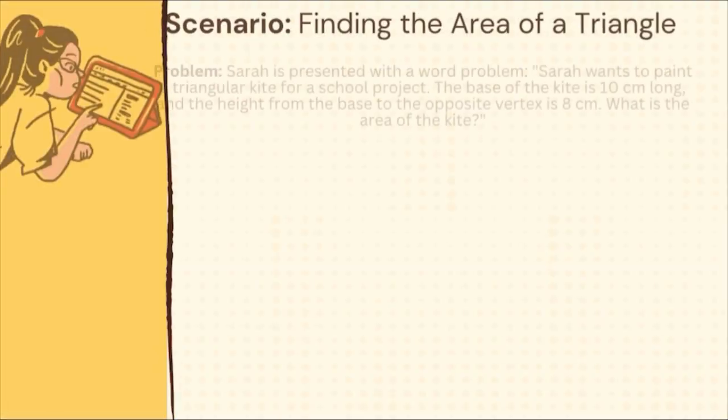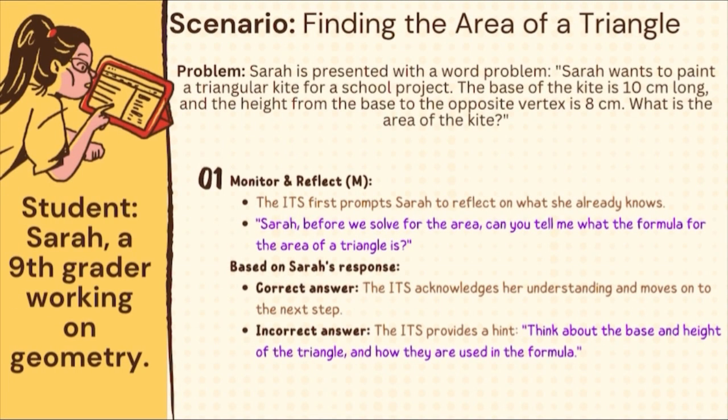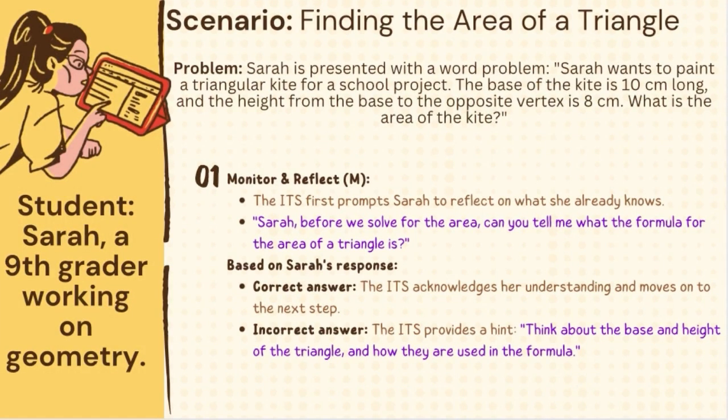Now, let us see an example to understand this system better. The scenario is a student called Sarah, a 9th grader working on geometry. Basically, the problem is to find the area of the kite, where the base and height of the kite are already given. First, the system will monitor and then reflect. It will ask Sarah to enter the formula of the area of a triangle.